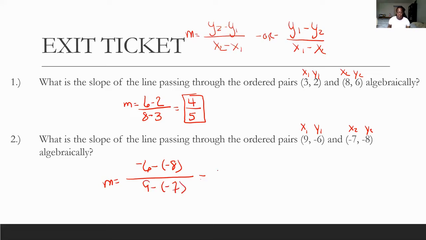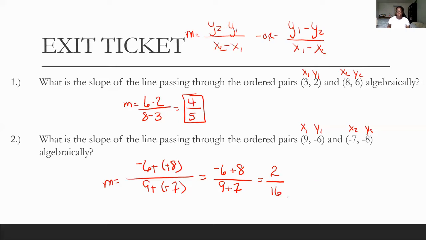If you did it the other way, using the first formula, let's see if we get the same answer. So don't change anything. We have negative 6 minus negative 8. When you minus a negative, it actually turns positive, so you have negative 6 plus 8 over 9 minus a negative 7. When you minus a negative, they turn positive, so you have 9 plus 7. Negative 6 plus 8 gives me a positive 2, since they're opposite signs, I subtract and take the sign of my largest value. Then 9 plus 7 gives me 16.